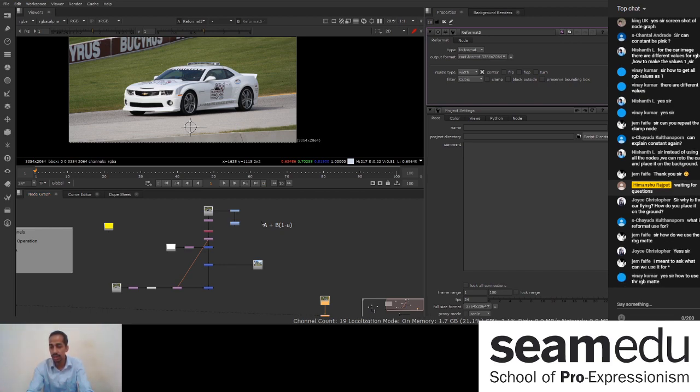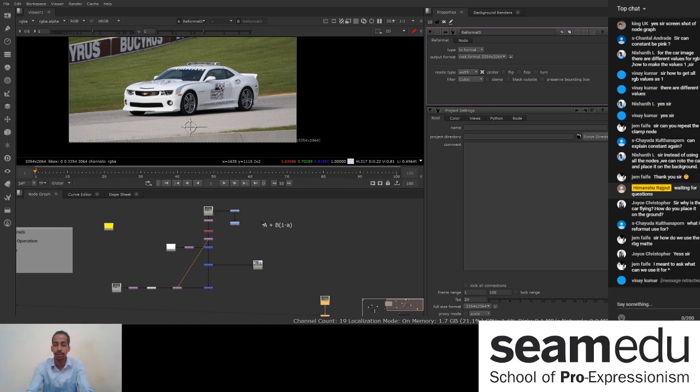I meant to ask, what can we use it for? Jeremiah, we will see more in detail the clamp node, why we use it, and what we can actually use it for. Once we start getting some passes from 3D from Maya, when you render some 3D models, and when we have overexposed passes or some values or maybe some channels which have values more than one, we will use the clamp node. We'll come to it later also. Just for the sake of this example, I used the clamp node, but we will look into more detail later.